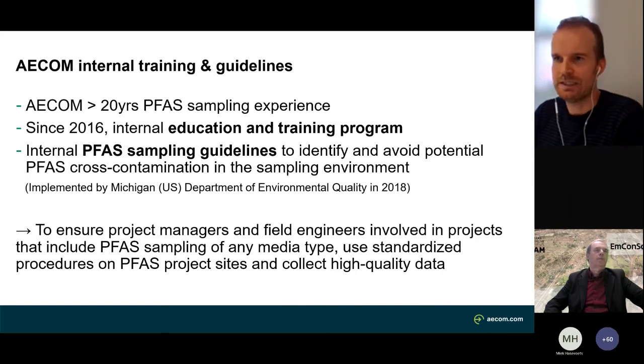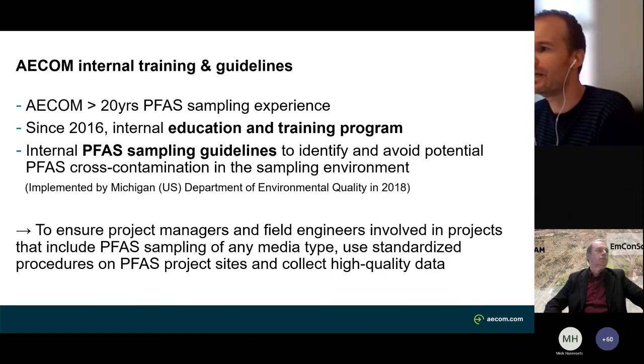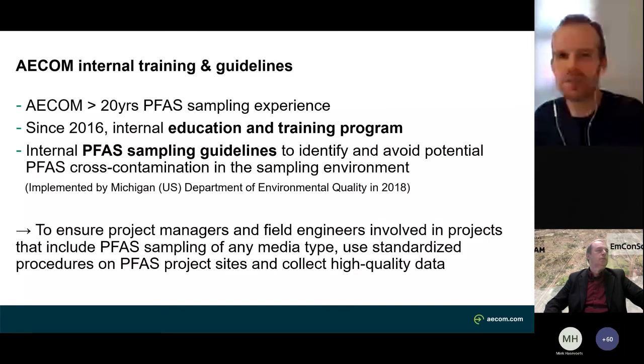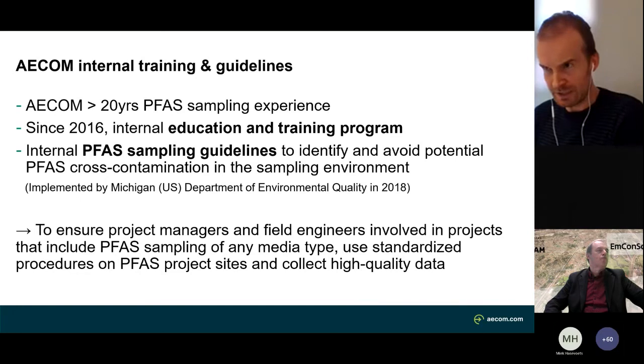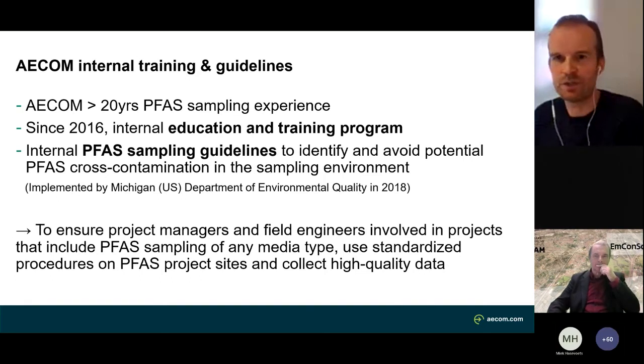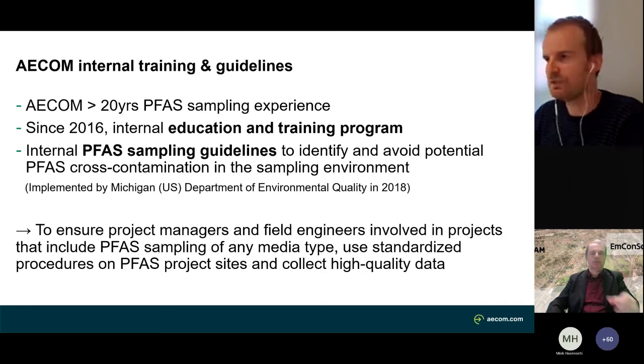In addition, we drafted international PFAS sampling guidelines to identify and avoid potential PFAS cross-contamination in the sampling environment. Little side note is that the principles from our internal sampling guidelines were also used for the development of the regulatory guidelines by the Michigan Department of Environmental Quality, where AECOM was involved.